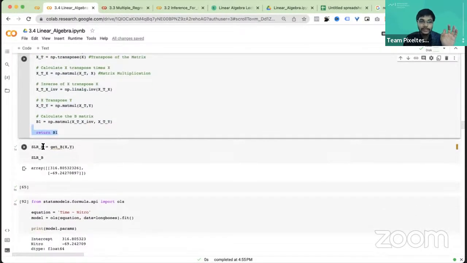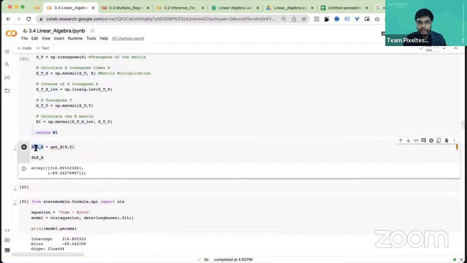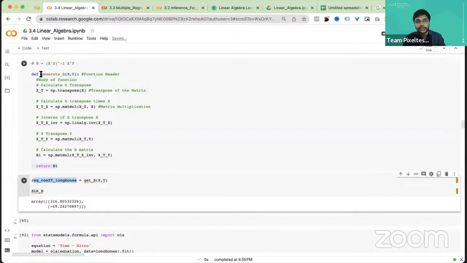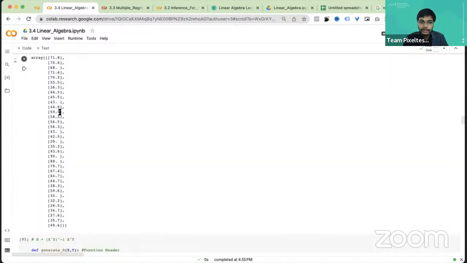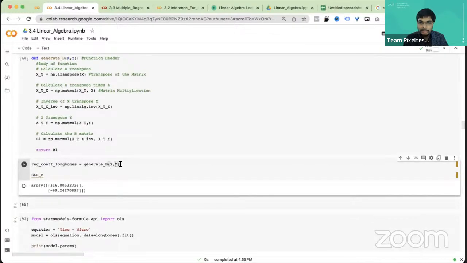So now we are creating another variable here. I'm just going to call it regression coefficients of long bones, to make it descriptive, and call our function. Let's say our function is generate B, right? So we're calling the function which we just now created. And what are we passing into it? We are passing the arrays that we have created, right? How many of you understood till here? Type U in the chat box.